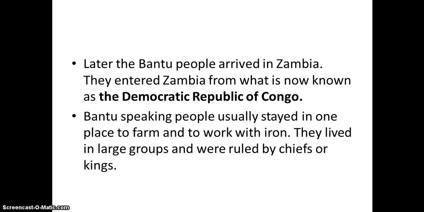Now why did they settle in one place? Because instead of just hunting from place to place, the Bantu speaking people were a bit smarter. They were able to settle in one place to grow food, to grow vegetables, to keep animals. So instead of moving from one place to another, they were able to farm.